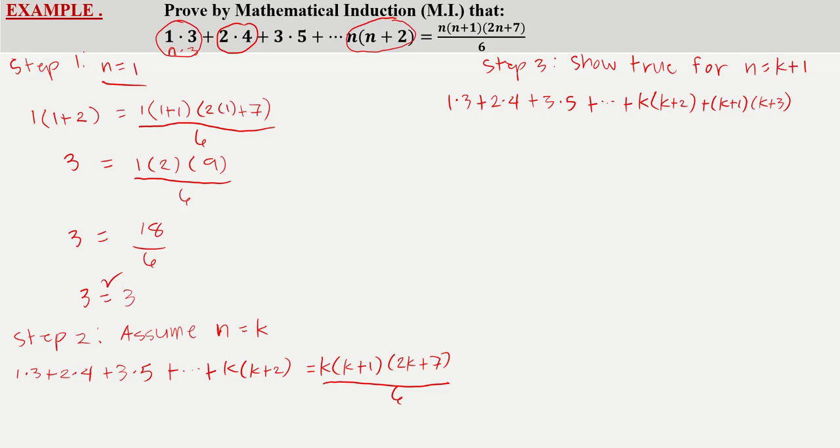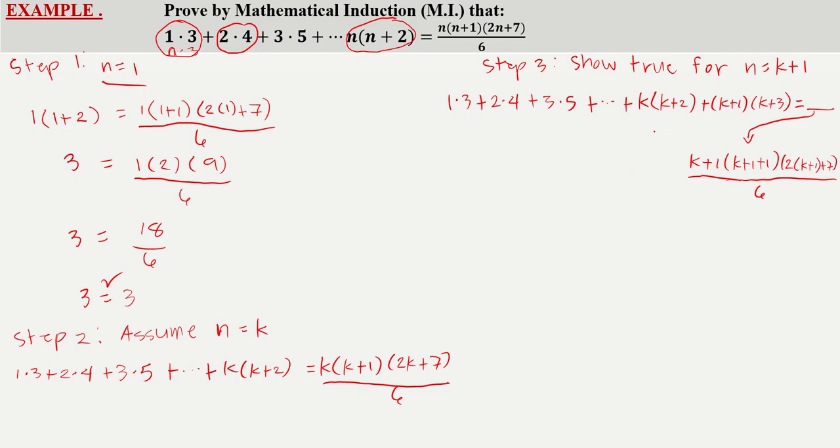And then we don't have space now for our right side. So for the right side here, I'm gonna write it here below, so don't be confused. That is the right side of the equation. That's gonna be k plus 1 times k plus 1 plus 1, then 2 times k plus 1 plus 7 all over 6. So this is the right side of the equation here in our step 3. So don't be confused in my writing there.